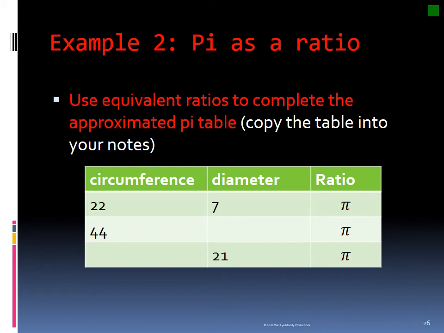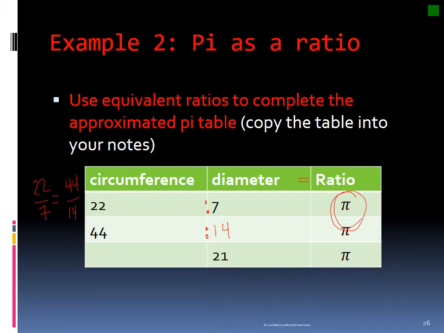Let's use pi as a ratio to complete a table. These are approximated pi values, so it's an approximated table. Make sure you copy this table into your notes. We have a circumference and a diameter, and that equals this ratio of pi. I know that one of the approximations of pi is 22 to 7, or 22 over 7. If that's true, then I can write an equivalent ratio of 44 to something. If I double 22, that's 44. So if I double 7, I get 14. 22 over 7 is equivalent to 44 over 14 because they simplify to the same unit rate.